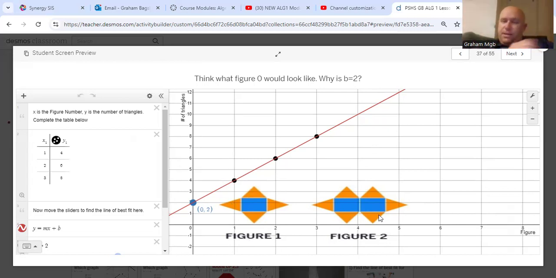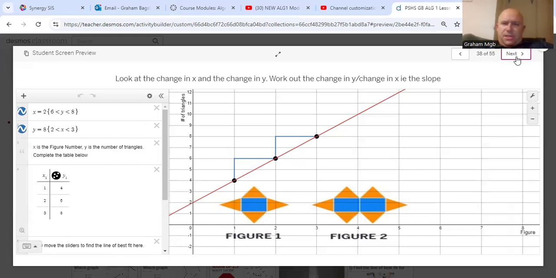So if I was to work backwards for figure 0, I would have 0 triangles on top and bottom. All I would have left is literally these 2 triangles here. That's why the y-intercept for this question would be 2. That can be a little difficult to think about, but you've got to work backwards on pictures, see what the pattern is, and then figure out what the previous picture would be as well.